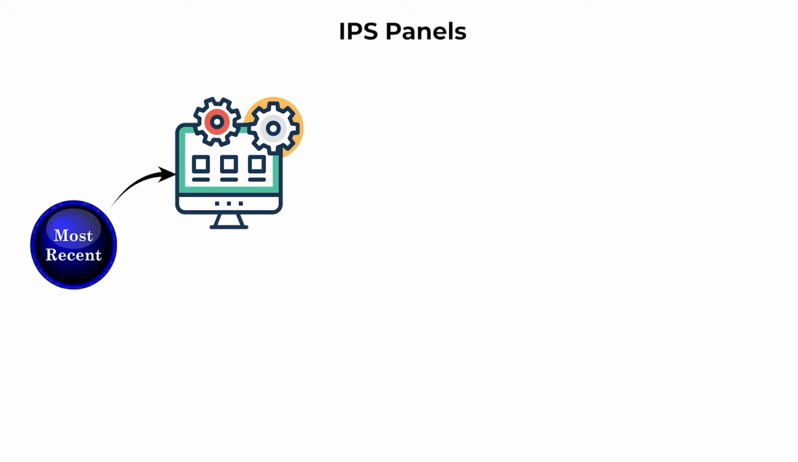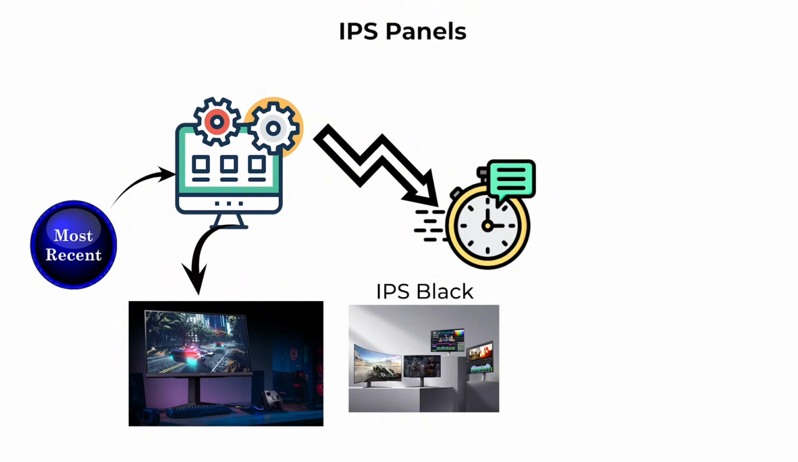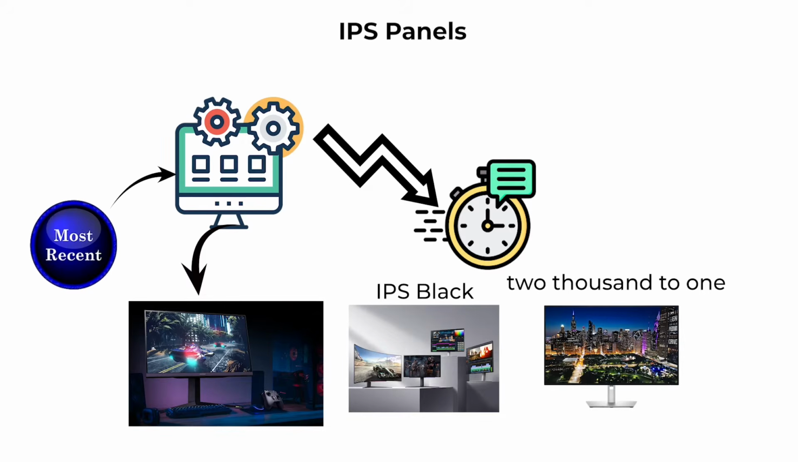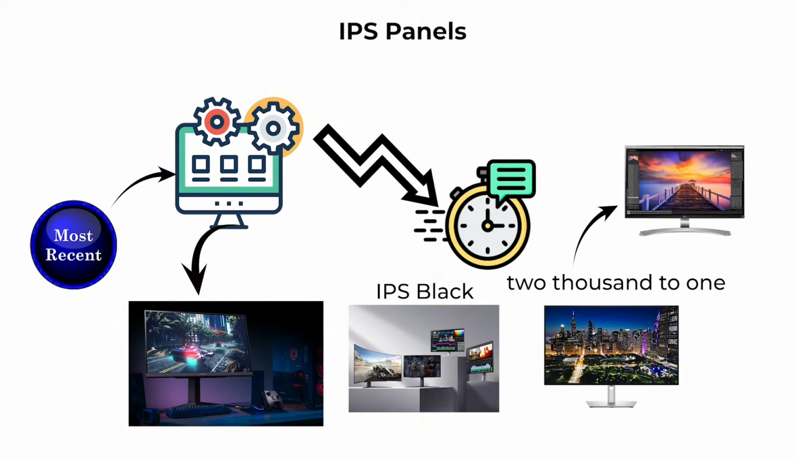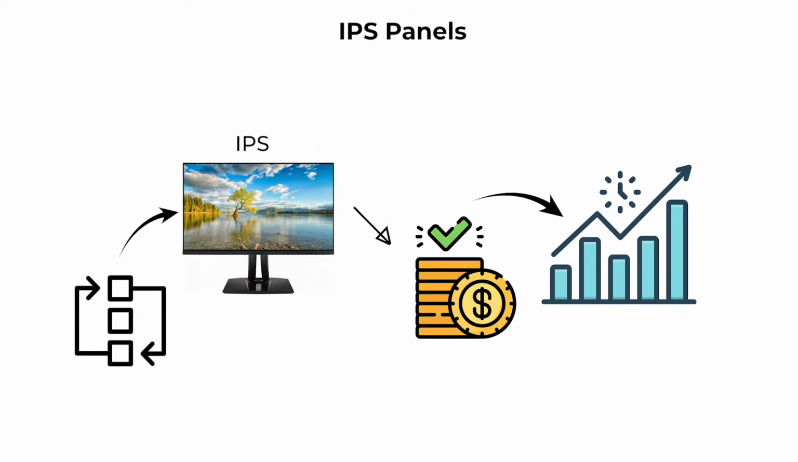More recent developments include Fast IPS, which reduces response times to make IPS better suited for gaming, and IPS Black, which increases contrast ratios to nearly 2,000 to 1, approaching the deep blacks normally associated with VA technology. The trade-offs of IPS are cost and, traditionally, speed.